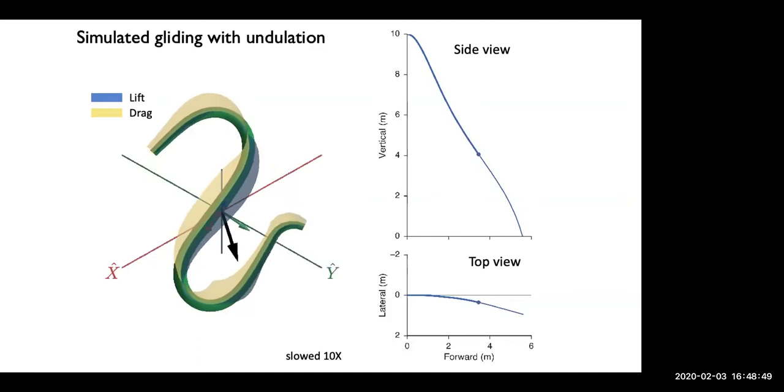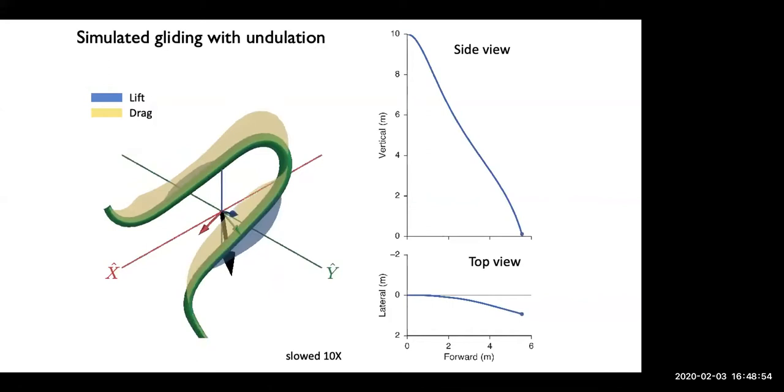It's not a very good glider. It is one of the worst gliders in nature. A flying squirrel would probably jump and, you know, stay horizontal for a pretty long time. But the fact that this basically one-dimensional thing can glide at all is pretty amazing.